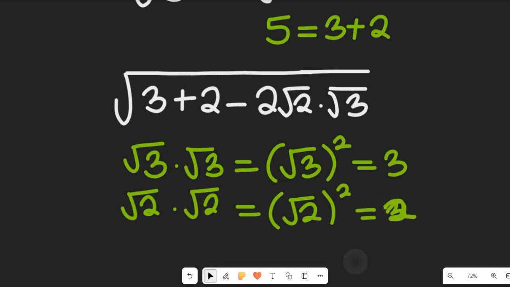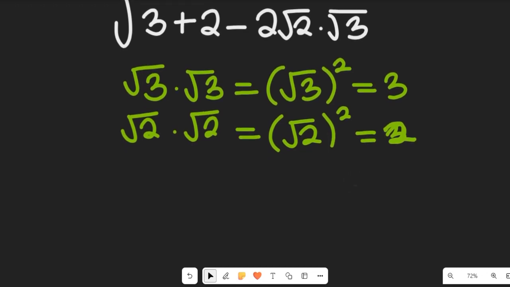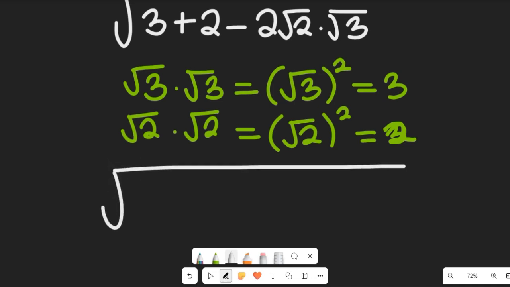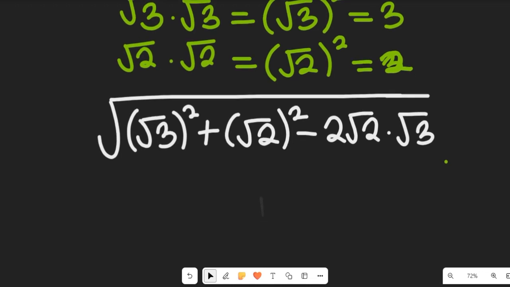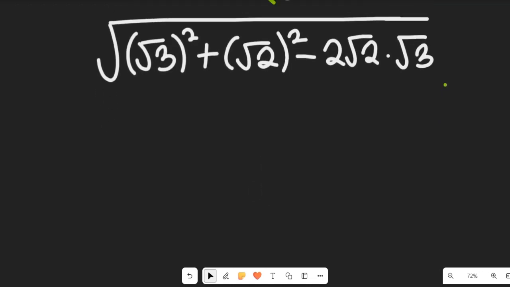The same applies, then we are going to just simplify this. And if we simplify that, that whole expression will now give us the total square root of, we'll have square root of 3 all squared plus the square root of 2 all squared minus 2 root 2 multiplied by root what? Root 3. Great. Now we can equate this to an algebraic formula.